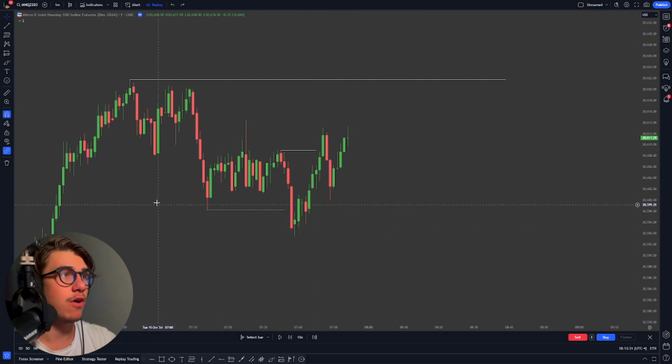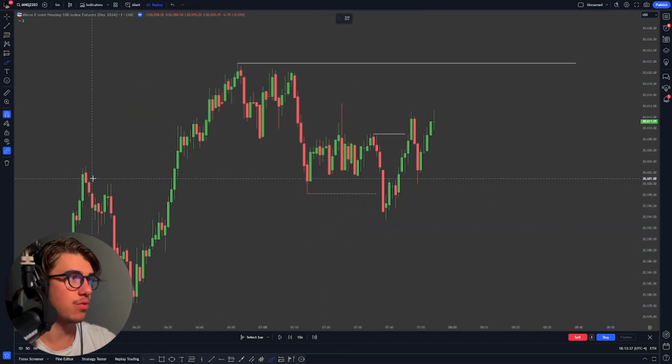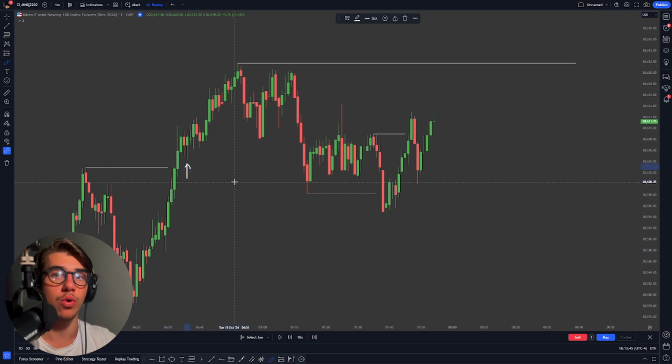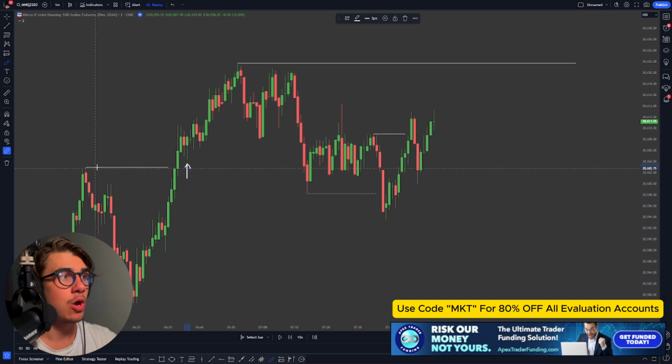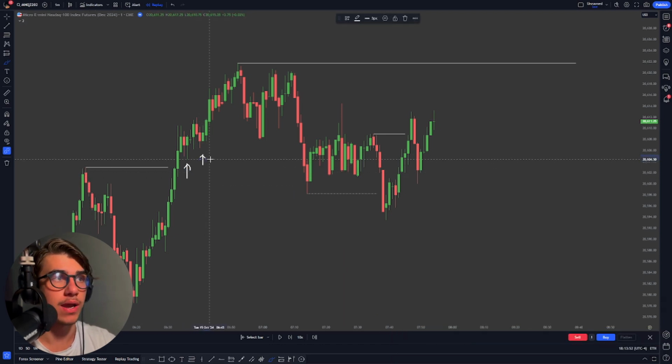Now, what do I mean by follow through? Well, what I mean by follow through is, for example, right here, when this high got taken out, we most definitely have follow through to the upside, and that tells me that the order flow is bullish. So currently, when we have swept the high, we've had no trouble going higher, right? So in this current market, after we've swept the high, we have no trouble going higher, which again tells me that the market is bullish.